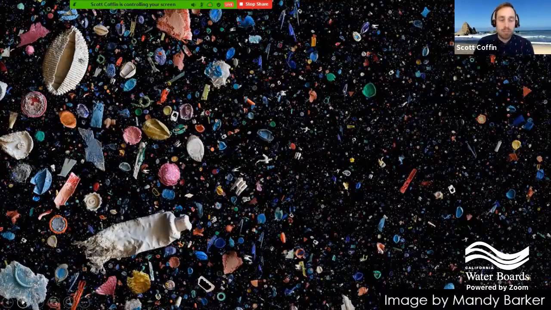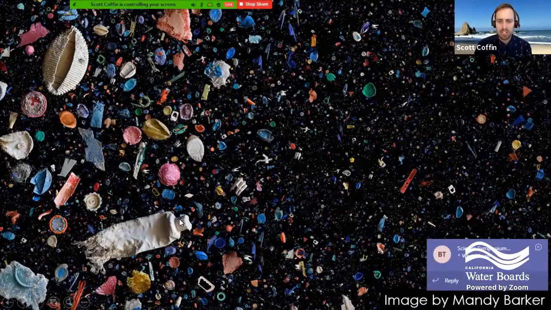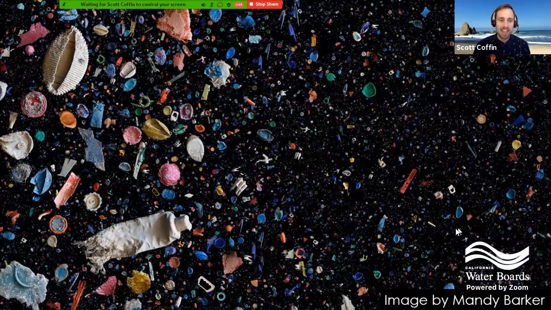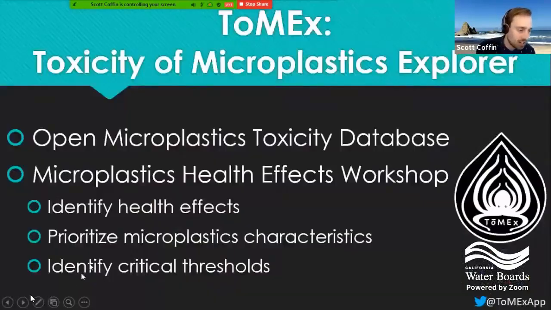So predicting the toxicity of microplastics is an incredible challenge because there are so many different polymer types, chemical additives, and there's a continuous distribution of shapes and sizes that all affect the toxicity to humans as well as aquatic ecosystems. In order to make sense of this, we've developed a tool. I'm not able to actually control my slides right now. There we go. Okay, thank you.